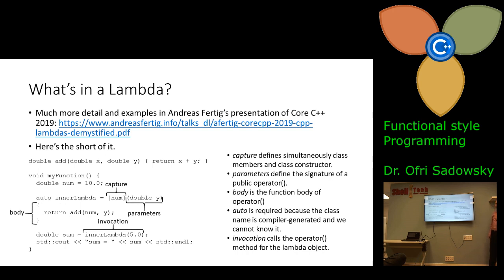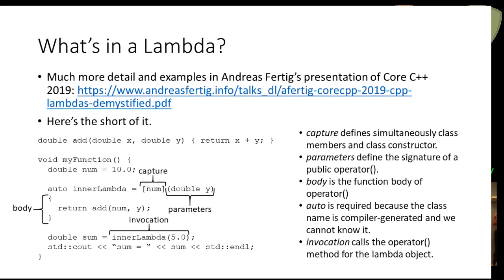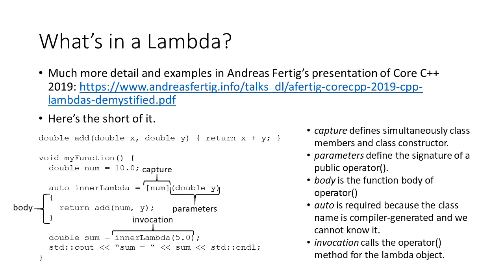So a few things to bear in mind. Our capture part here defines simultaneously both the class members and the constructor of the class. If you remember what I called the crafted functional object from before, this replaces both the members and the constructor. Body is the function body. Parameters define the signature of this operator parentheses. Auto is required because the type of the object is something that we don't have access to, and so our only way of holding it as an object, if you want to hold it for a long time, is using the auto keyword. And invocation will call this operator method, operator parentheses, for this particular object.